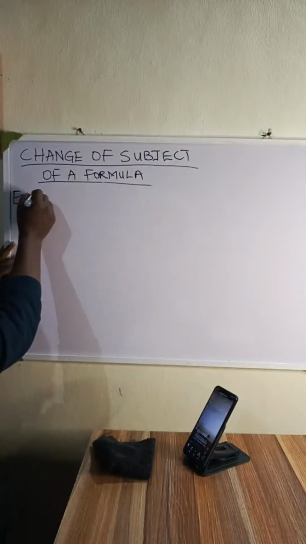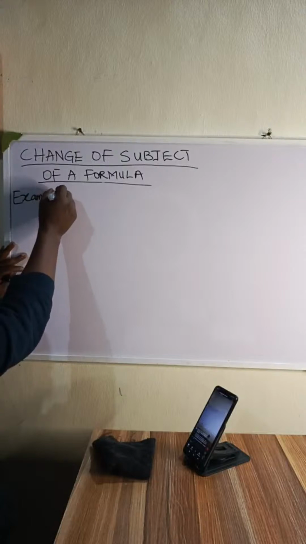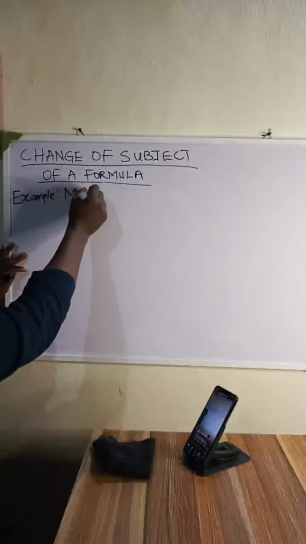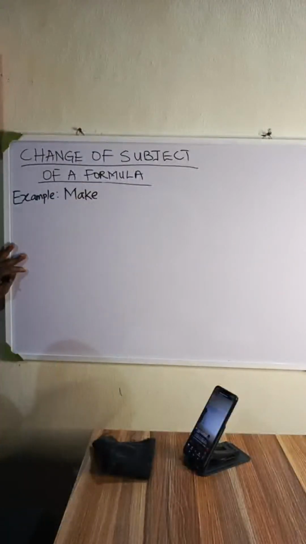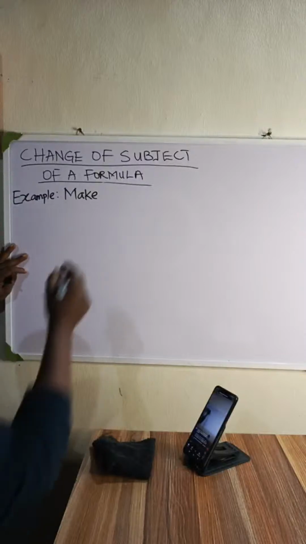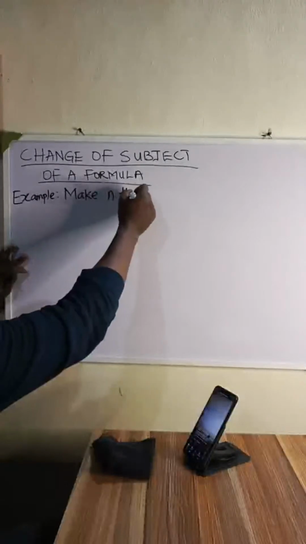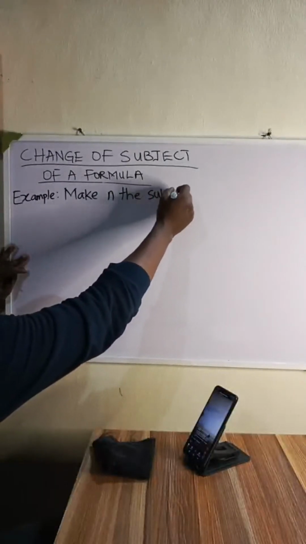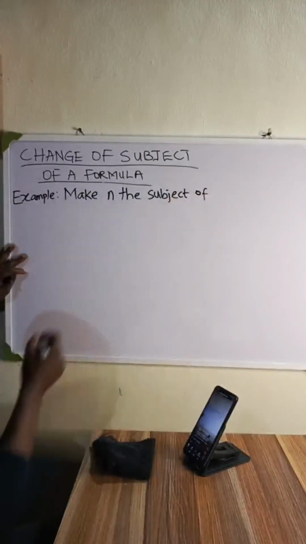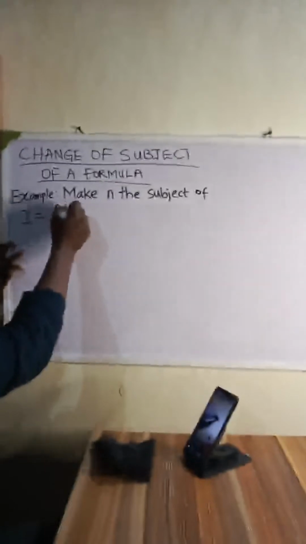Example. Make n the subject of I is equal to nE all over R plus nR.